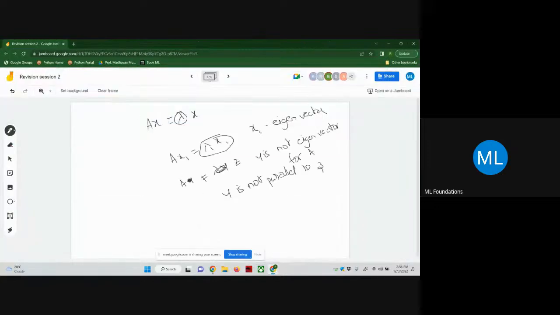Here I told you that Ay, where y is not an eigenvector, right? Then Ay will not be parallel to y. Okay, Ay is not parallel to y. Okay.